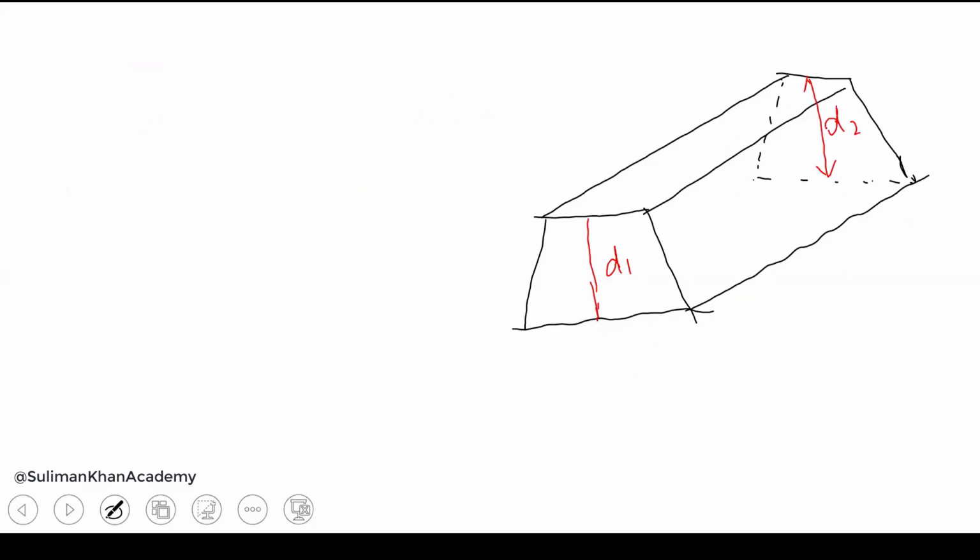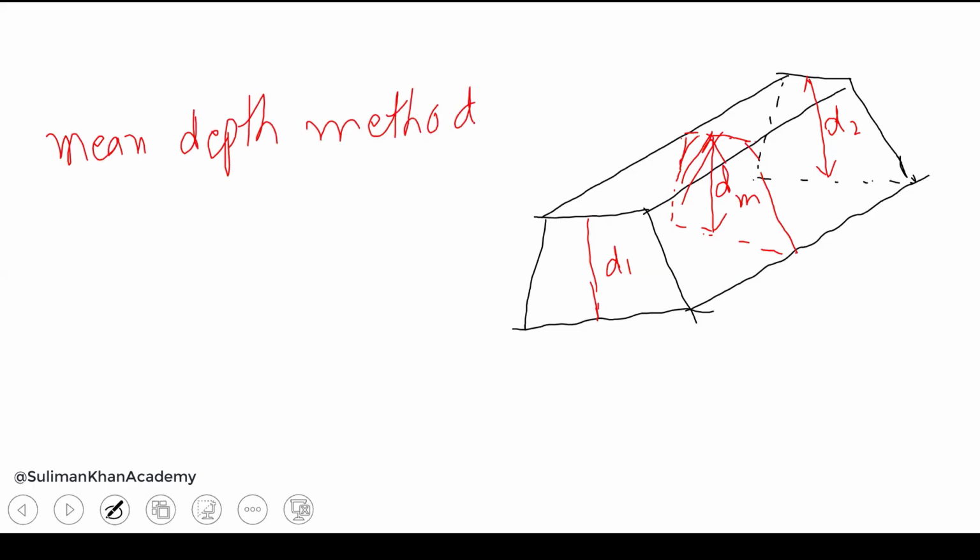Yes, sir. Okay, so let's say we have two different depths at each end, and we are talking about the mean depth method. It means the mean can be taken as the middle one like this. This depth can be measured, and let's say this is dm. So the mean depth method is all about dm, and this should be d1 plus d2 divided by 2. This is the mean depth for the same embankment.